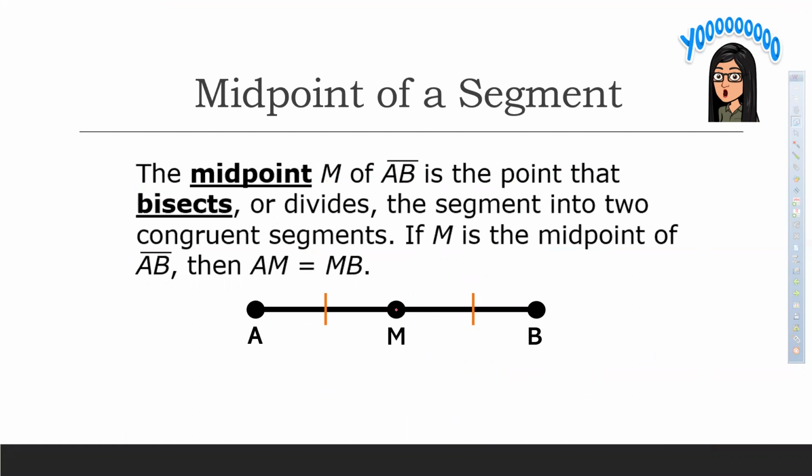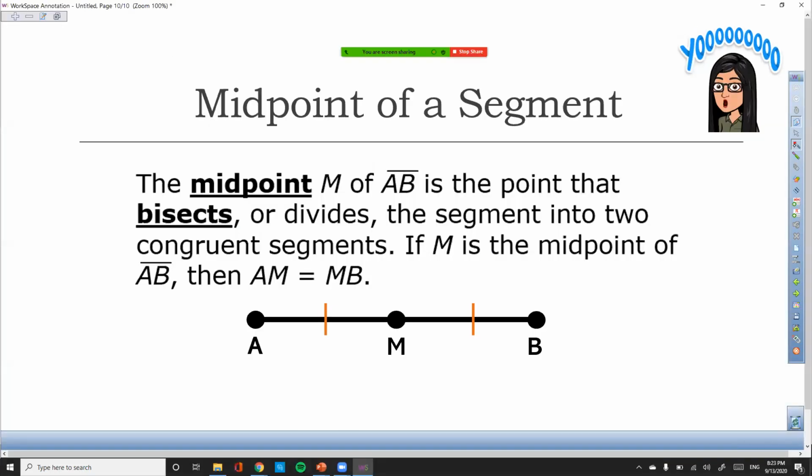So if M is the midpoint of segment AB, then the length of segment AM is equal to the length of segment MB. These little tick marks here tell me that these two segments are equal to each other. So if, let's say, they told me that segment AM is 7, since they're congruent, that means segment MB will also be 7, because this point right here cuts it right in the middle. It's right in the middle of segment AB. That's what a midpoint is. The midpoint is right in the middle of the segment, dividing it into two congruent parts. It bisects it. It cuts it into two equal parts.